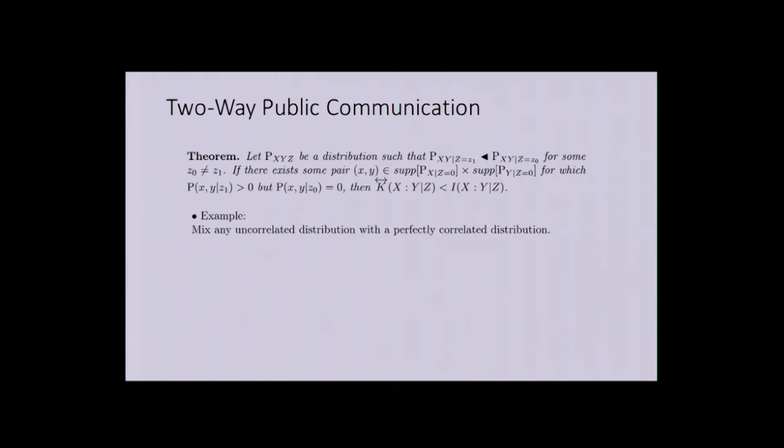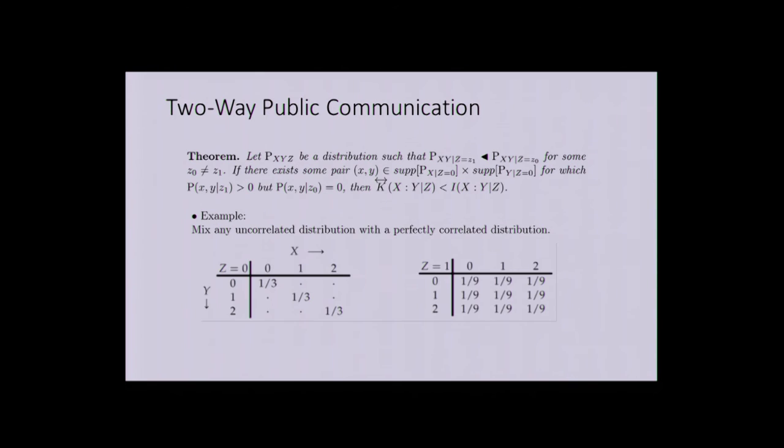Okay, so I know I glossed over exactly what this relationship is, but it's probably easier just to give some intuition with an example. The first is that if we were to mix an uncorrelated distribution with a perfectly correlated distribution, and then we tell Eve which distribution is which, so Eve knows which one is uncorrelated and which one is perfectly correlated. So for example, if it's a 3x3 distribution, when z equals 0, they're perfectly correlated. When z equals 1, they're perfectly uncorrelated here.